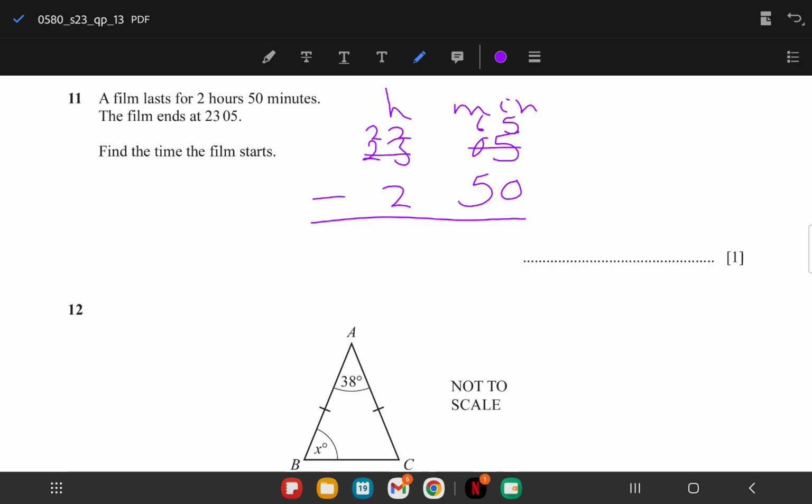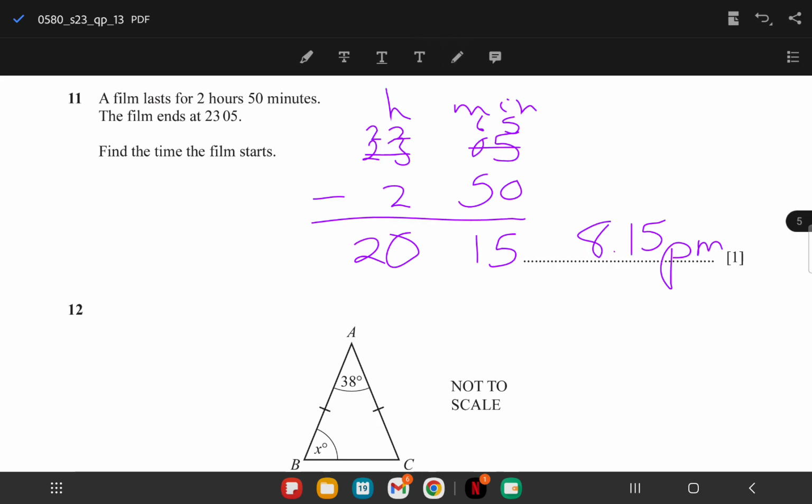I borrow my hour and change it to minutes so that my calculation works out. 65 minus 50 will give me 15. 22 minus 2 will give me 20. So this film starts at 20:15, or you can say at 8:15 p.m. if you're being more technical.